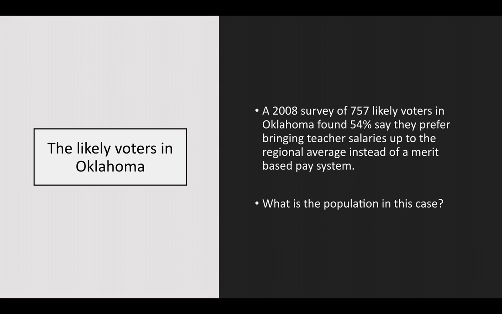All right, so if you look at these results, it mentioned the 757 likely voters, but what's the population? What's the population in this case? Now, some people would say voters or adults in Oklahoma. But is this really true?